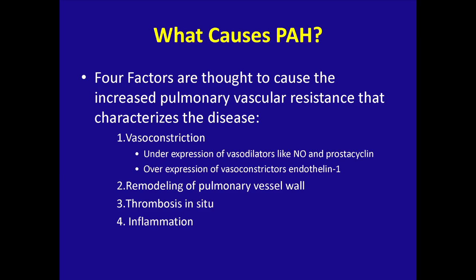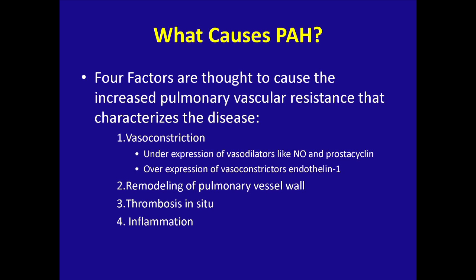So in scleroderma, when we talk about type 1 pulmonary arterial hypertension, we want to know what are the things that can cause this disease. We really think there are 4 things that drive this disease process. Number 1 is vasoconstriction, which really means that the blood vessels in the lungs clamp down.